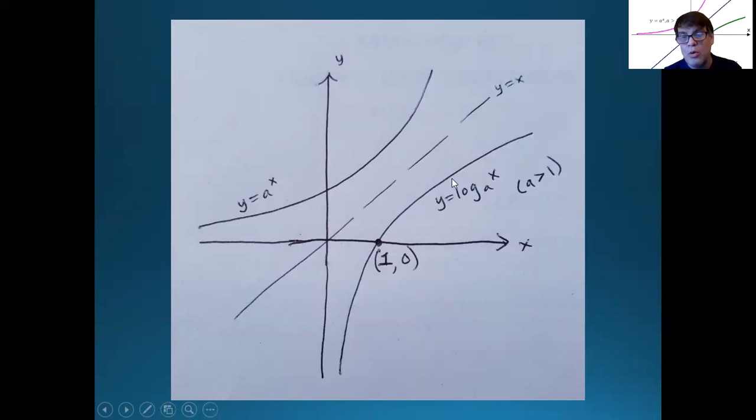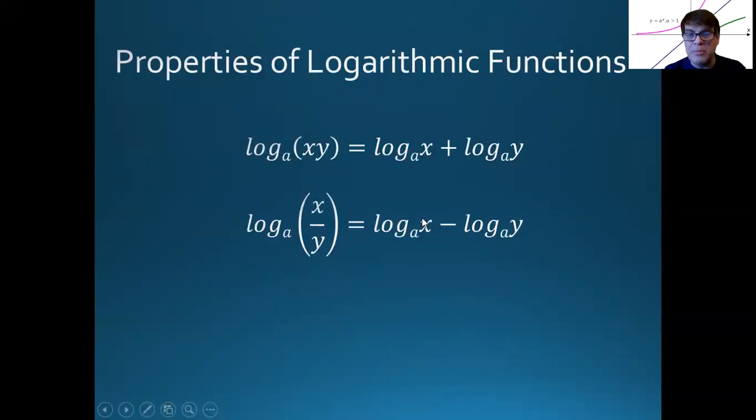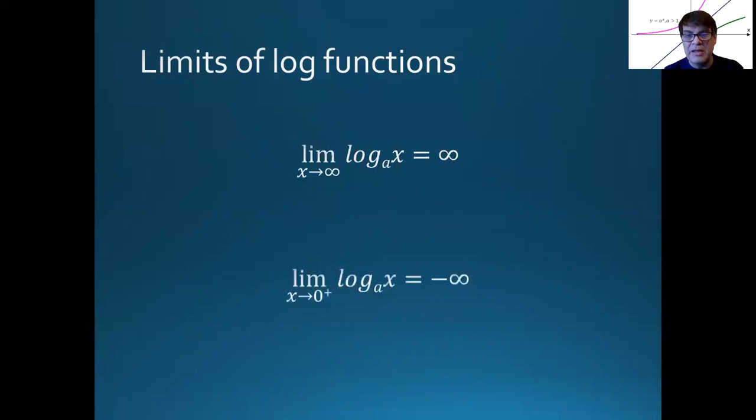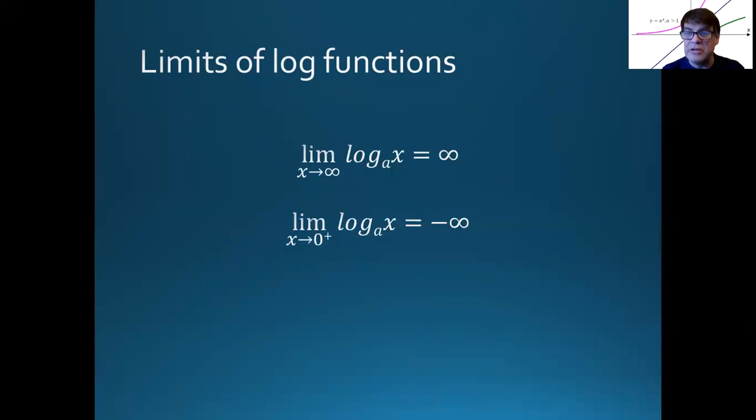Okay, and as you go toward positive infinity, you're going to eventually get to positive infinity. It's going to take you a while, but you'll get there eventually. So these limits make perfect sense given the way the graph actually looks.